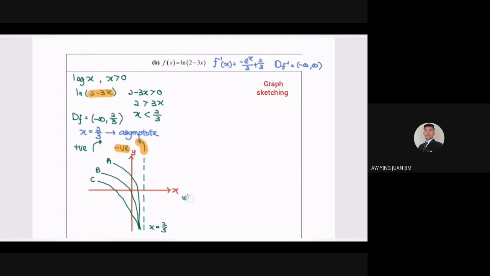So when x is equal to 0, f(0) equals ln(2 minus 3 times 0). Substituting 0, finally we have ln 2. Basically ln 2 is a positive value. So from here we notice that the situation will be A, because the value of y is ln 2 and the coordinate would be (0, ln 2).